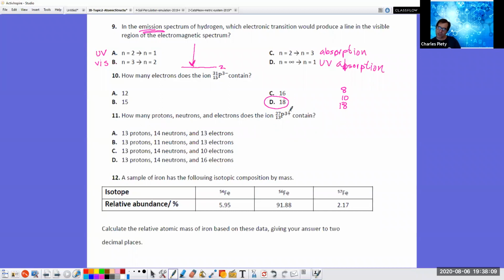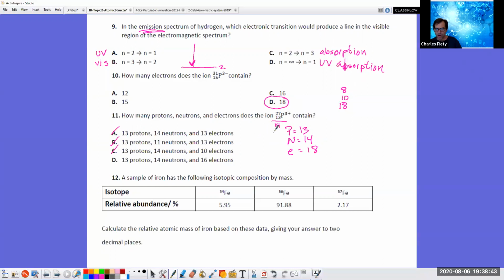You want to try to answer these questions before you look at the selected responses, because there's 3 distractors in there. And if you know what the answer is before you look at the distractors, you're going to be in a better situation. So we know that the protons equal 13, the neutrons equal 14, and I know that because 27 minus 13 is 14. And we just figured out that the number of electrons was 18. So we're looking for 13, 14, 18. 13, 14, 13, 13, 13, 14, 10.